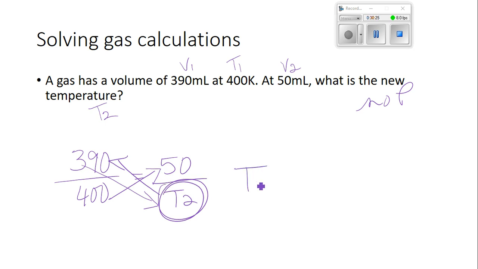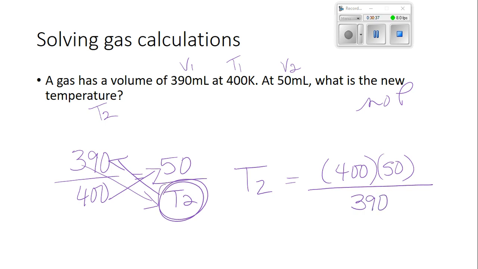I cross the T2 up. So T2 is going to equal 400 times 50 over 390. So that was me cross multiplying. Now I'm going to punch it in my calculator: 400 times 50 equals, divided by 390 equals. And I get T2 is equal to 51.3, if I go to the tenth place, and this is in K.